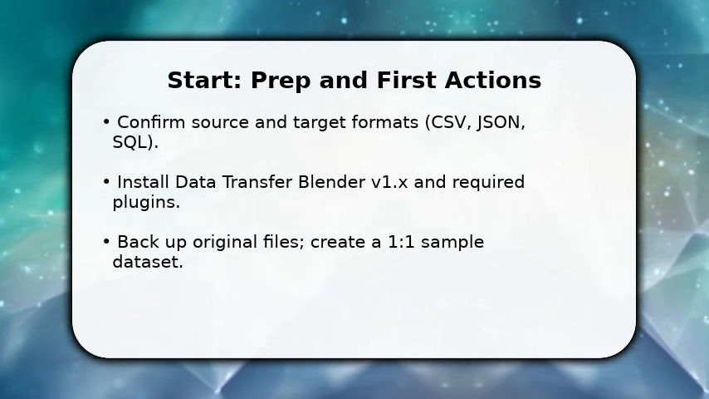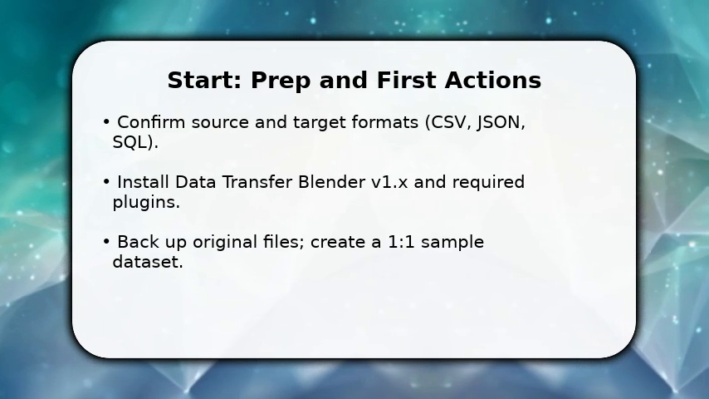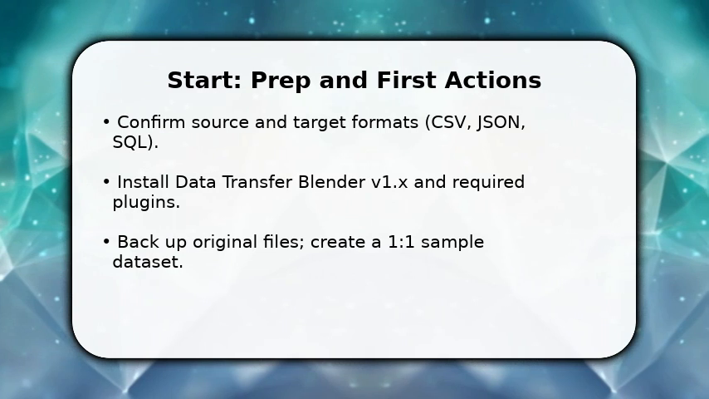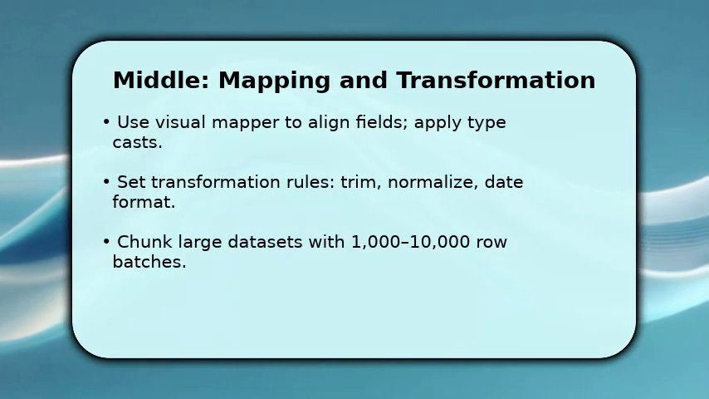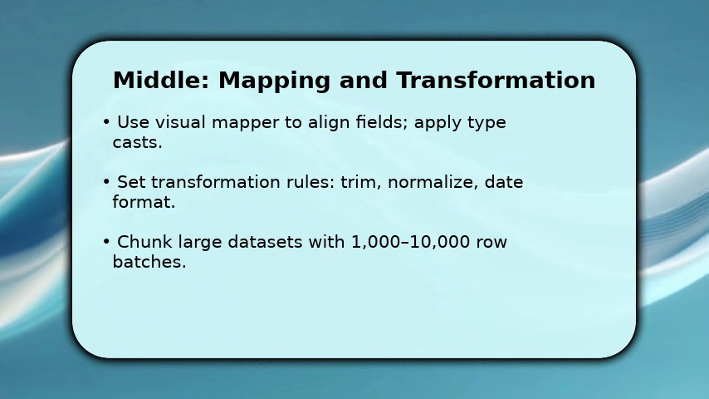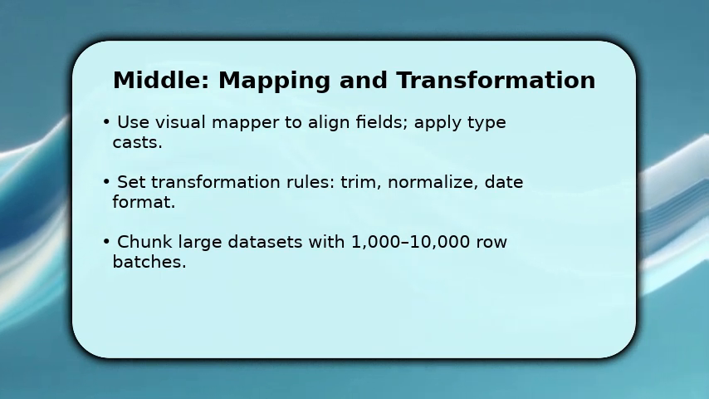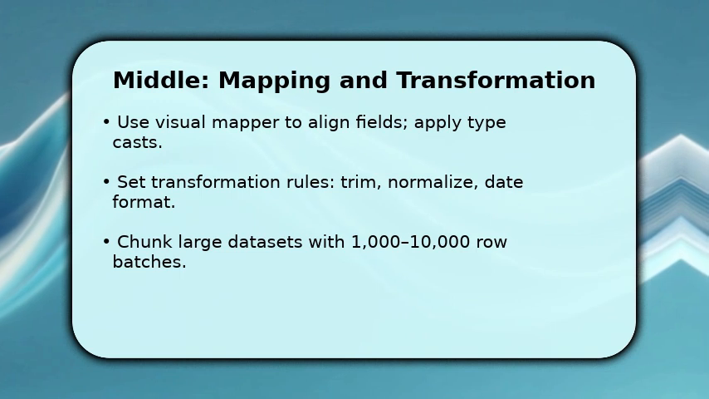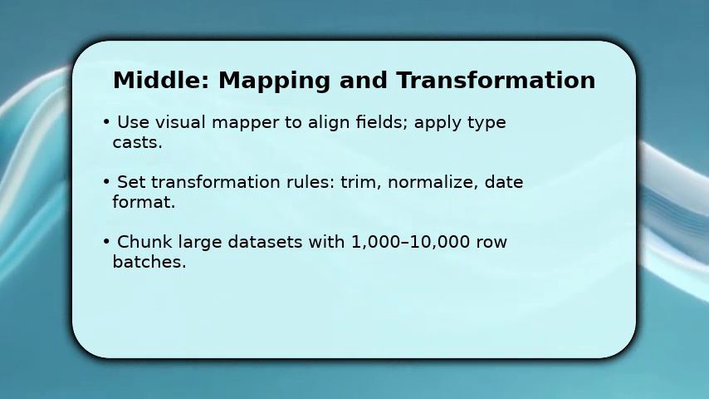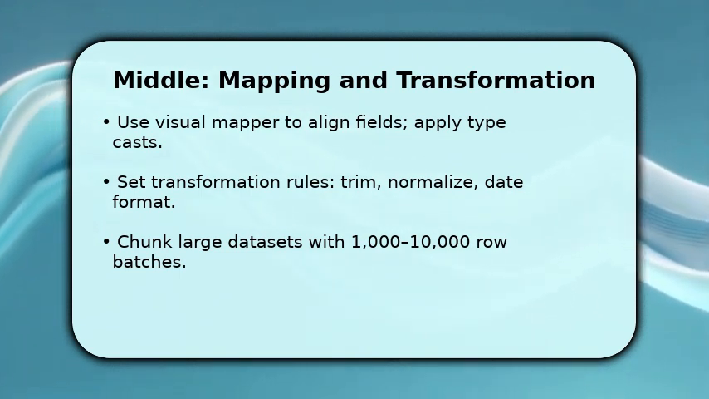Run an initial dry run so you can see parse errors immediately and fix schema differences before scaling to full datasets. Now you focus on mapping and transformations. Drag source fields to targets, then apply typecasts where needed so numbers remain numeric. Once done, add transformation rules, trim whitespace, normalize case, and convert date formats to ISO for consistency.